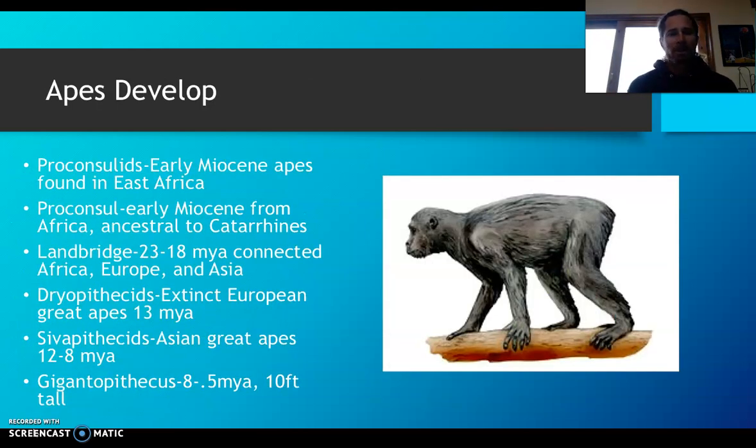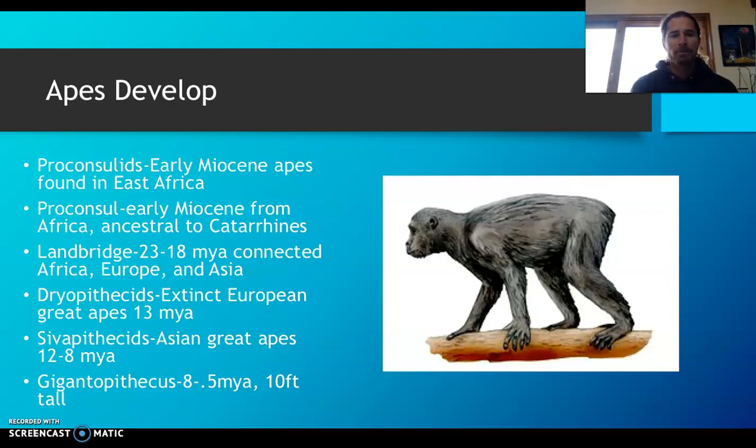So apes eventually develop around, I would say, 25 to 30 million years ago. We get what are called Proconsulids in the early Miocene, and they're found in East Africa. The Proconsul, again early Miocene from Africa, is ancestral to the catarrhines. And so when you look at your charts, you'll be able to match up these terminologies.